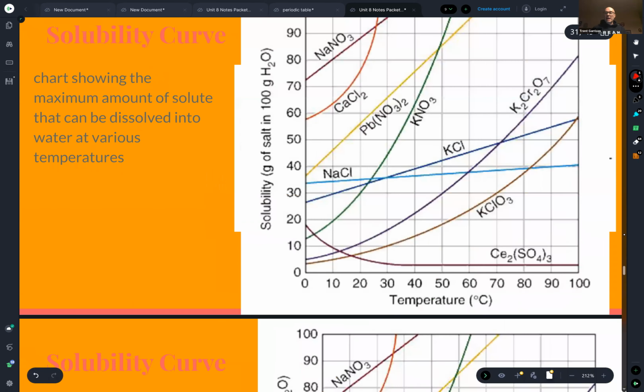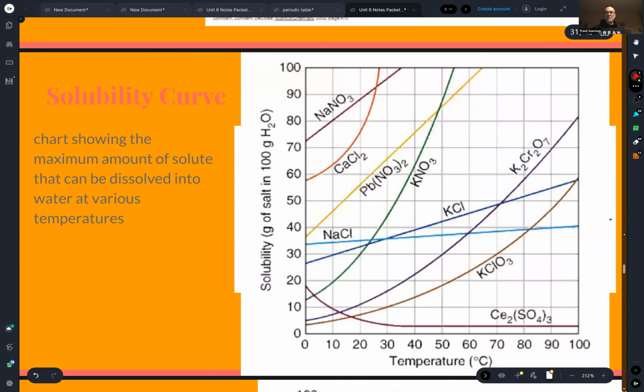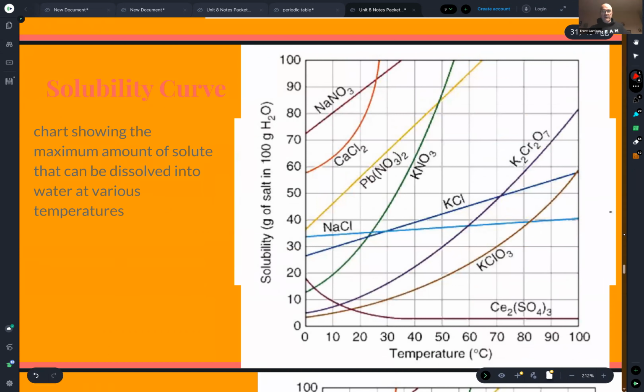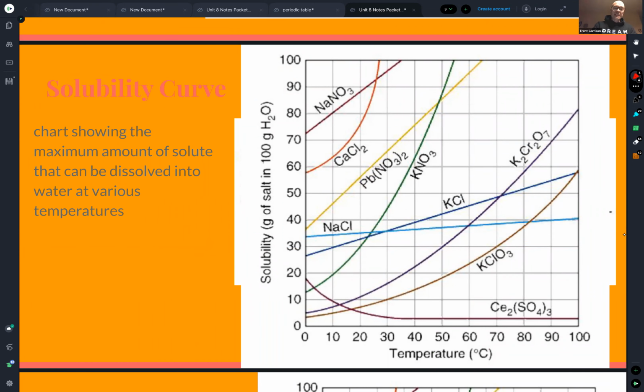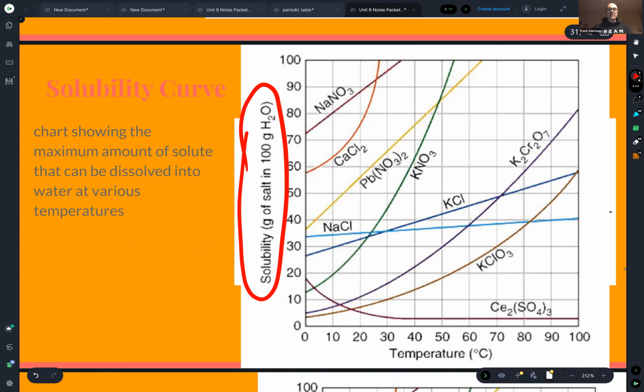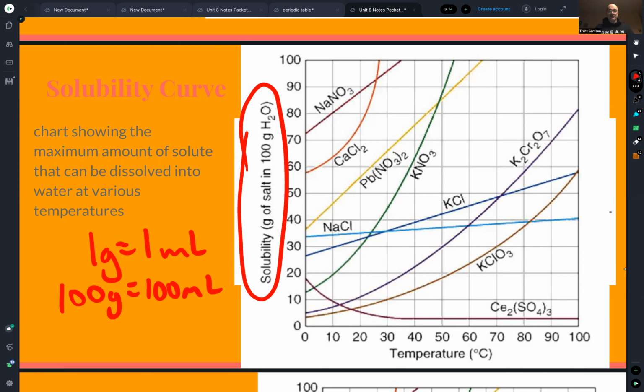All right, now here is how we can decide how much can be dissolved. This is called a solubility curve. On the left side, you will notice that this is the amount of water. It's 100 grams, which is the same thing as 100 milliliters. 1 gram equals 1 milliliter. So if I have 100 grams, I have 100 milliliters. If I have 1,000 milliliters, I have 1,000 grams. If I make that note, I could then say, well, what if I have 200 grams? Well, all of these amounts would be doubled. So let's take some examples.